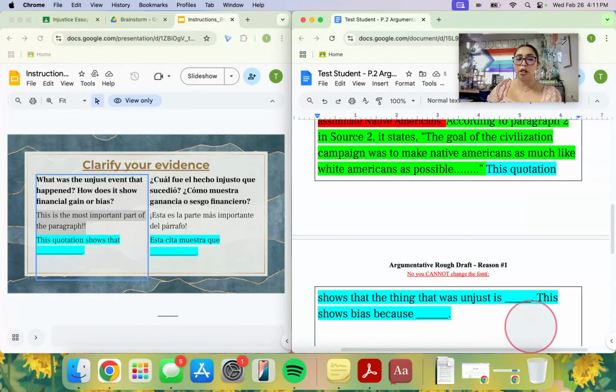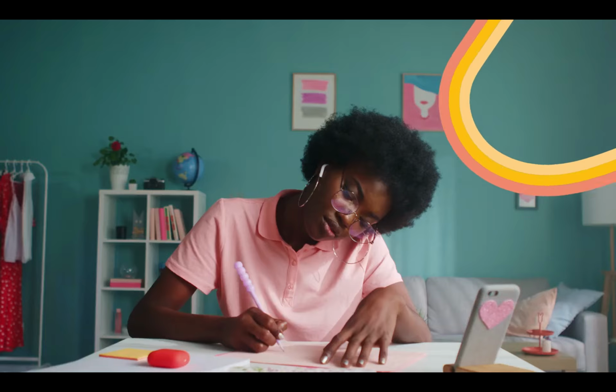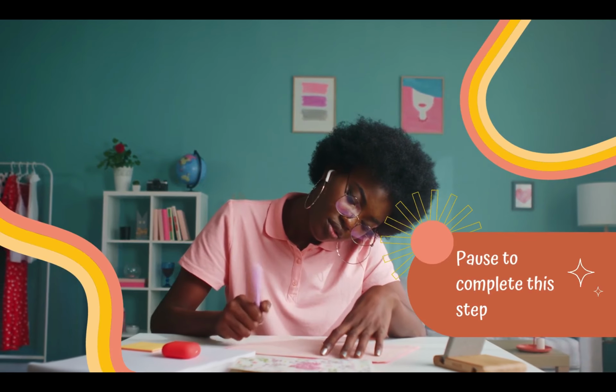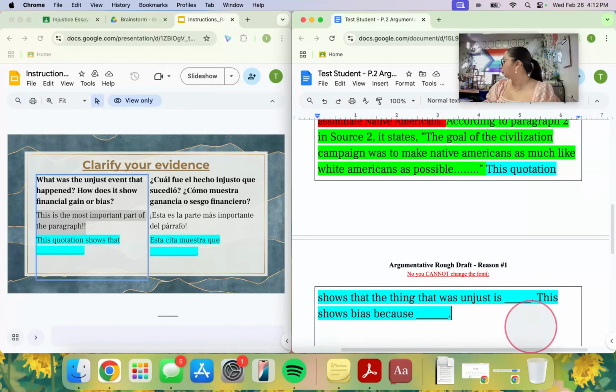Okay? So we're going to pause and we're going to fill out these sentences right now. What was unjust about this thing, and why did that happen because of bias, or why did that happen because of financial gain? Okay? Cool. So if you're with me right now, you should be working on the next section of your paragraph.